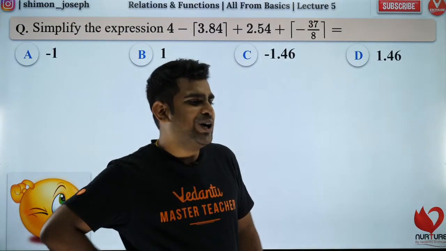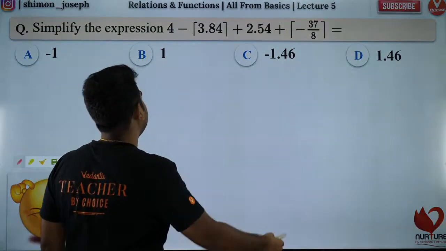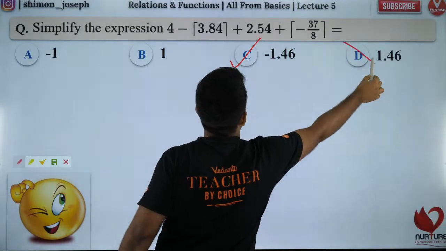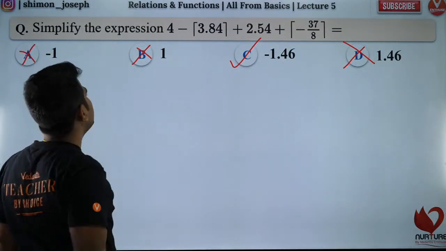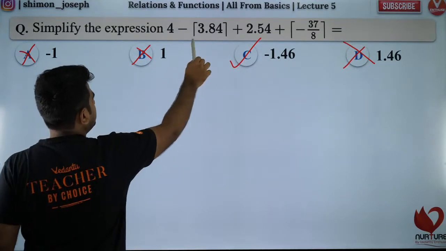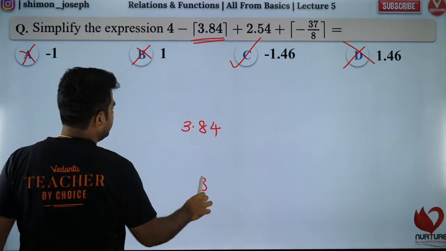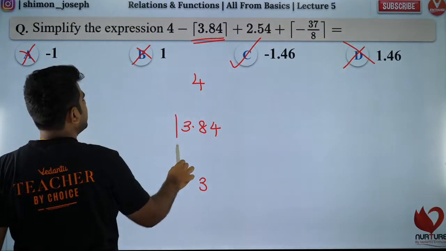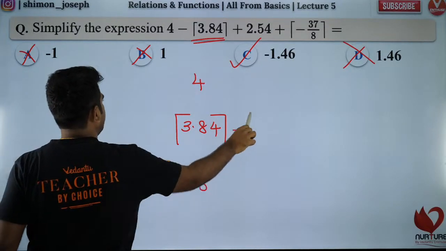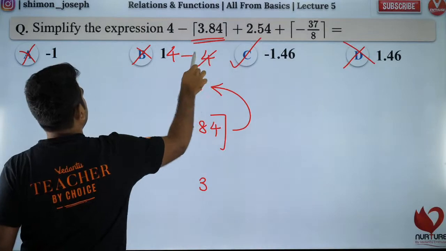Legendary stuff. Okay, so boys and girls, the answer is option C. It is C. It is not D, not B, not A. Why, sir? So 3.84 you have. The previous number is 3. The next number is 4. So SIF, that is the smallest integer function of 3.84, will be 4. So it will be 4 minus 4. So both will cancel out.